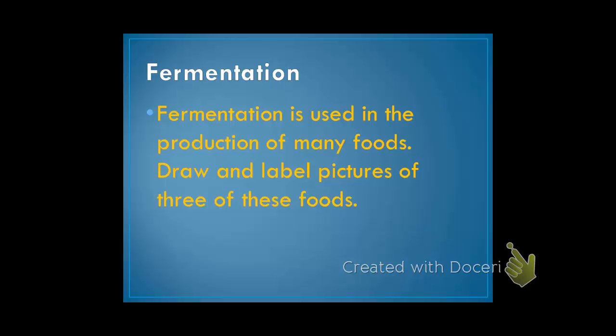What 3 foods listed in your book are made by fermentation? Gabe. Bread. Draw a picture of bread, label it bread. I don't have a picture for you because I think you can handle that one. Gabe, can you tell me number 2? Yogurt. Draw a picture of a bowl of yogurt. Label it yogurt. You don't have to be super good artists here. Just do your best. And the last one, Gabe? Cheese. Draw a picture of a wedge of cheese. Label it cheese.